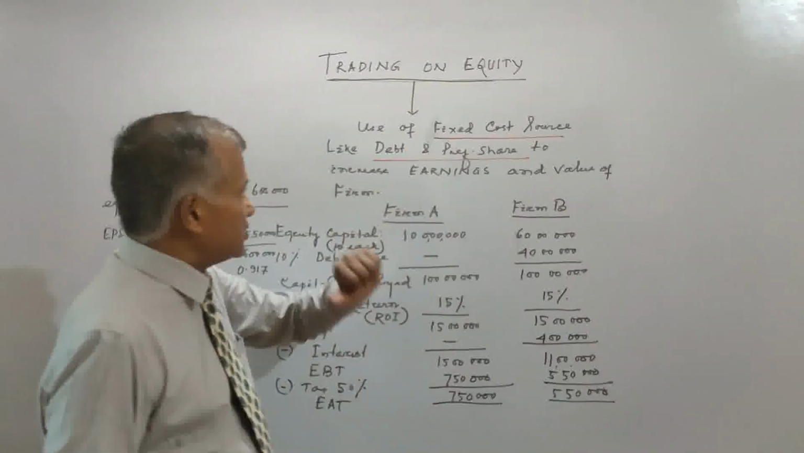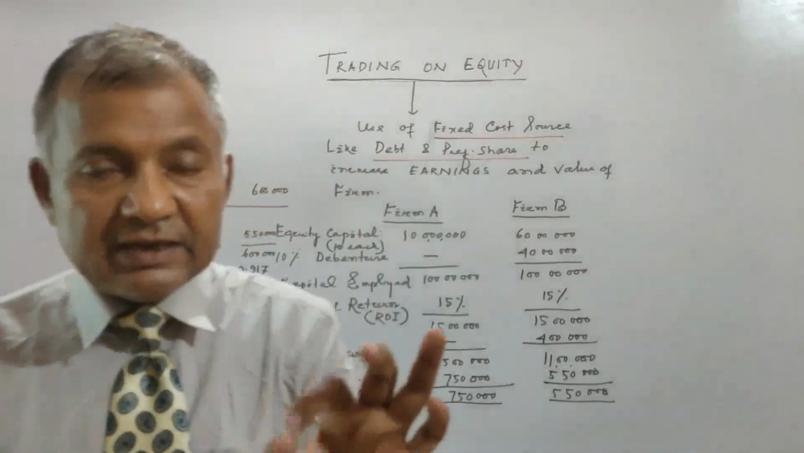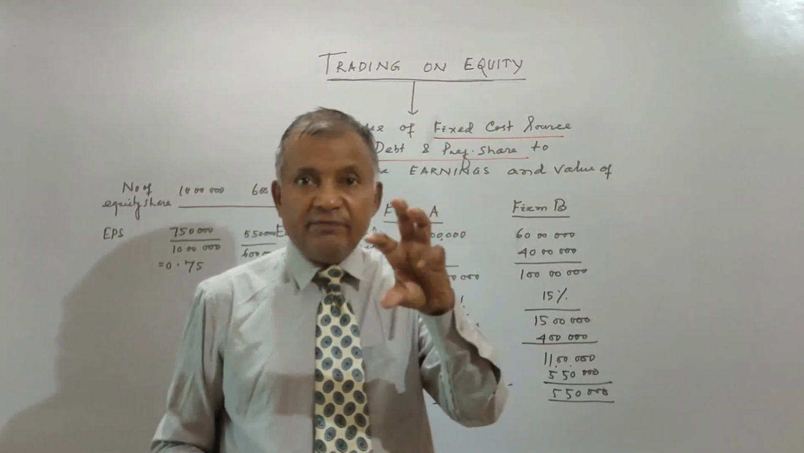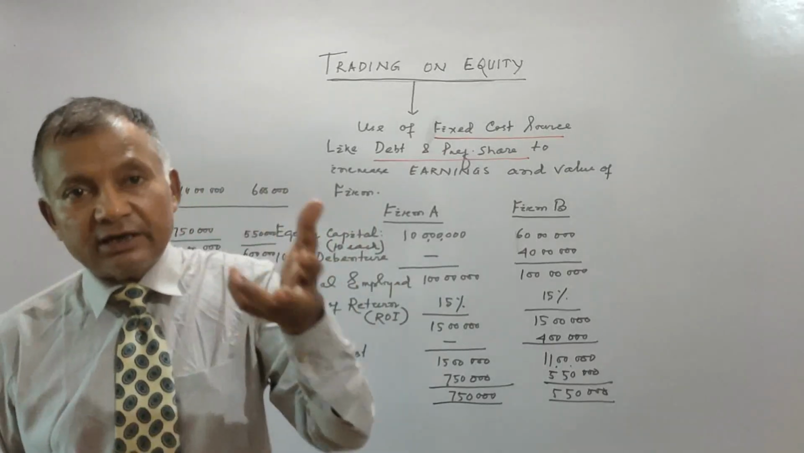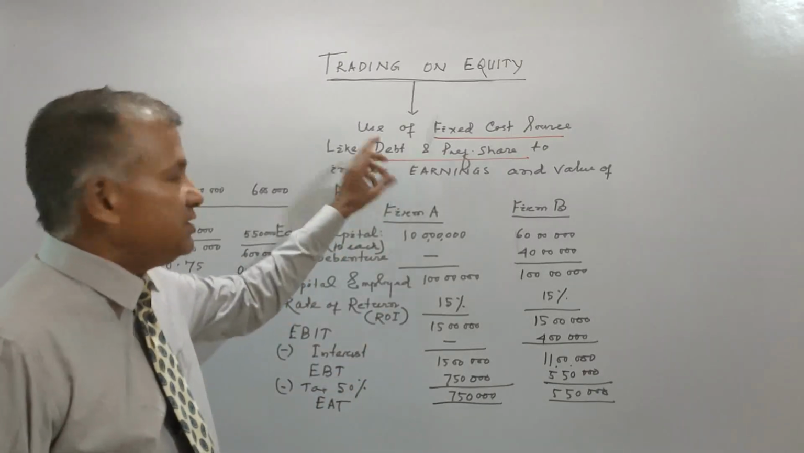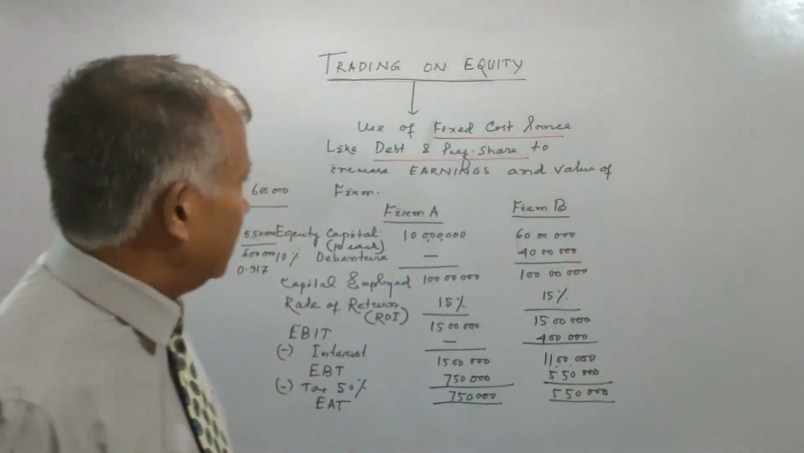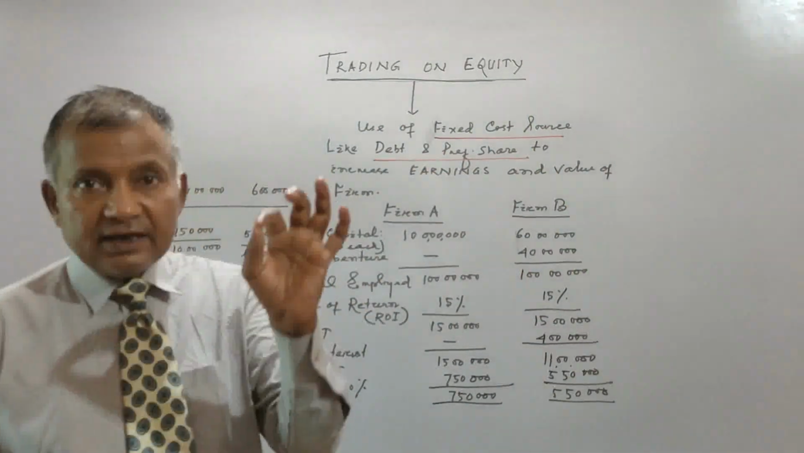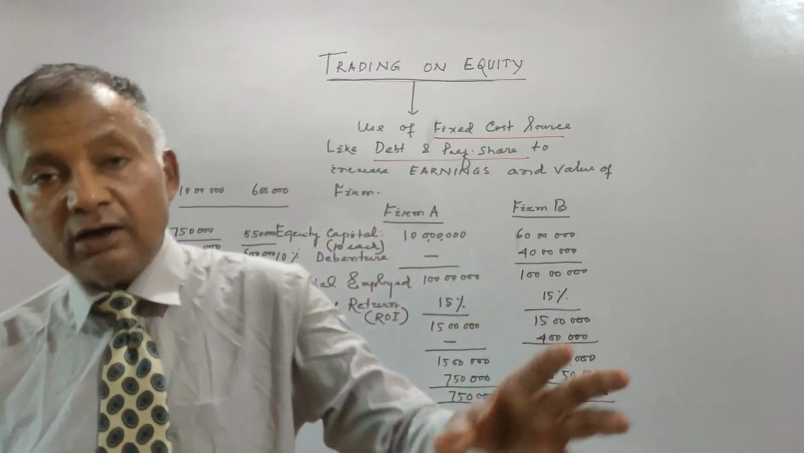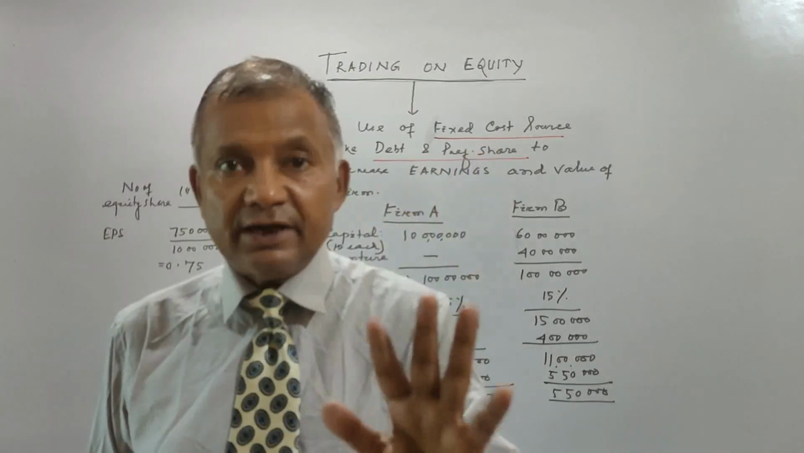Fixed cost source means those capital which carries a fixed rate of return. We all know that equity share does not carry a fixed rate of return. But in case of debenture, it carries a fixed rate of interest. In case of preference share, it carries a fixed rate of dividend. In case of term loan, long-term loan, it carries a fixed rate of interest.